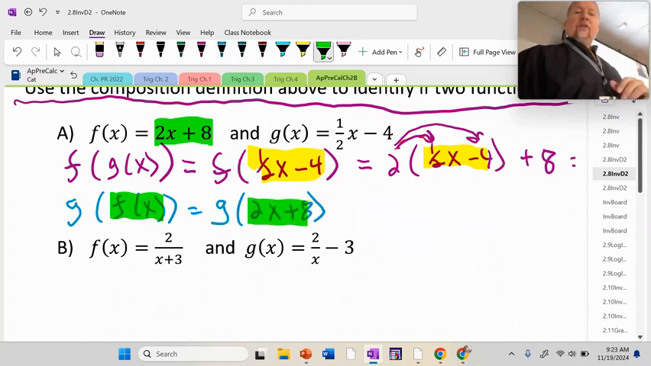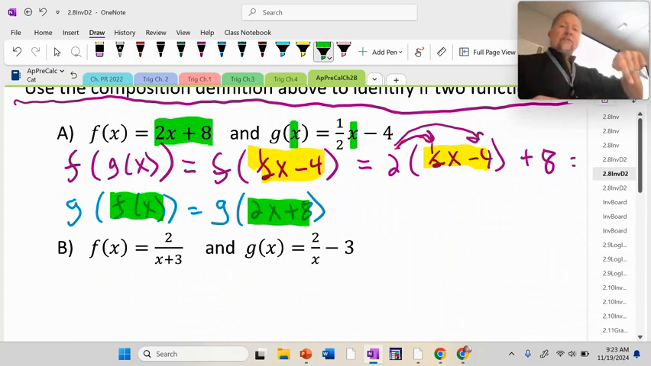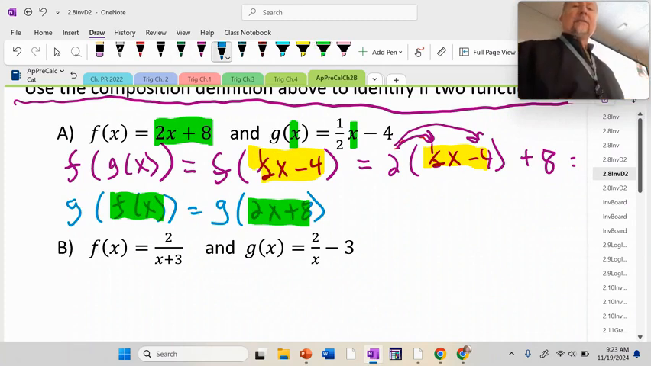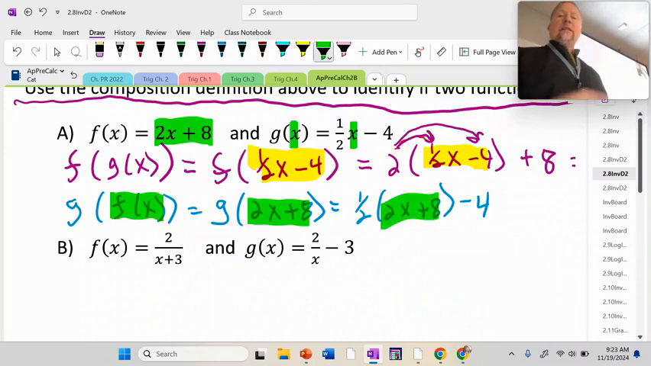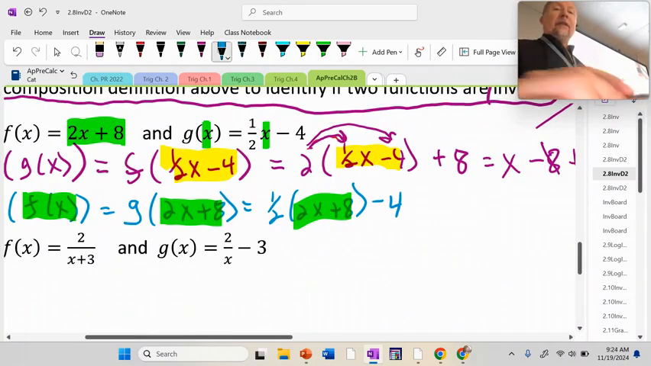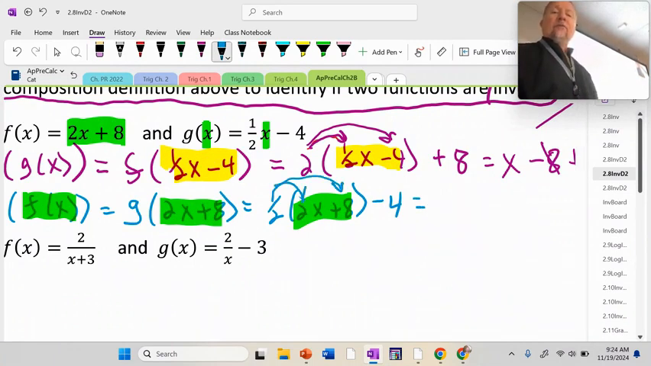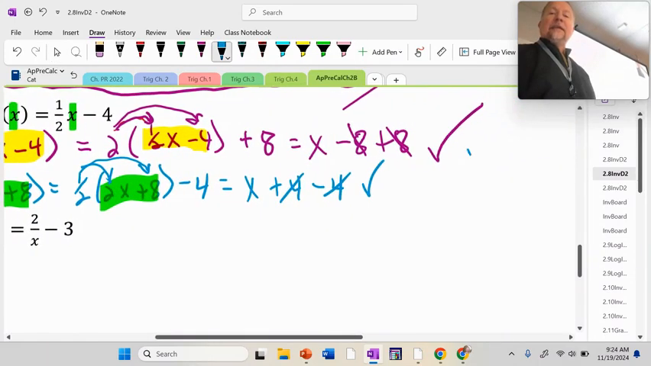And then I'll green this again and go over here and green that. Okay, in the g function, wherever there's an x, I got to put a 2x plus 8 in its place. So half of 2x plus 8, and then minus 4. And then I'll highlight that one more time. That's what replaced x. Yet again, everybody, what's half of 2x? What's half of 2? 1. What's half of 8? 4. So you get x plus 4 minus 4. We can cancel those and put a check, and say, yes, they are inverses.